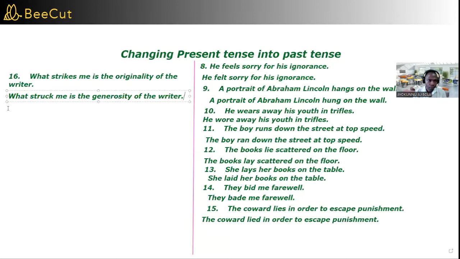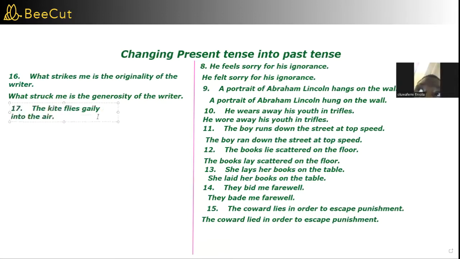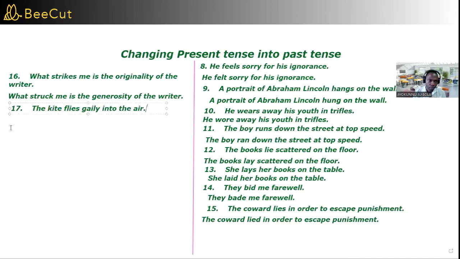And number 17. So here we have: the kite flies gaily into the air. So you're going to change that for me now. Try to change that into past tense. What do you think that is going to be in past tense? So what do you think it's going to be? Yes, I'm listening.